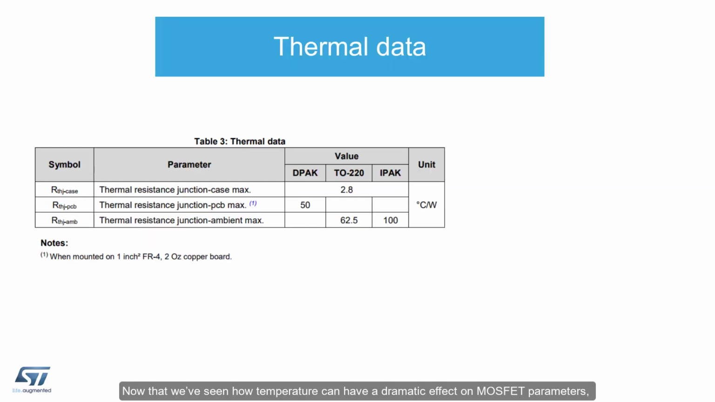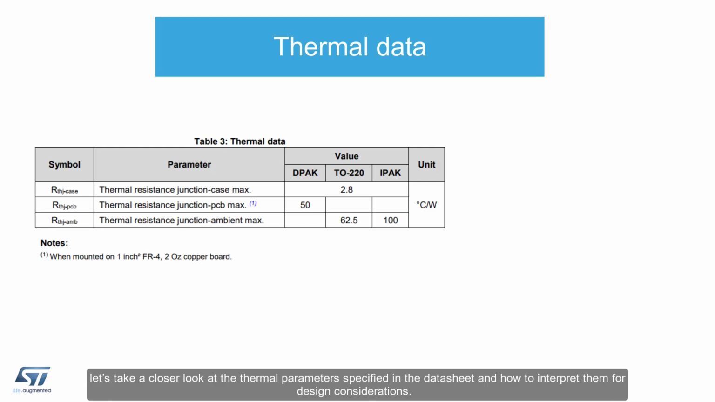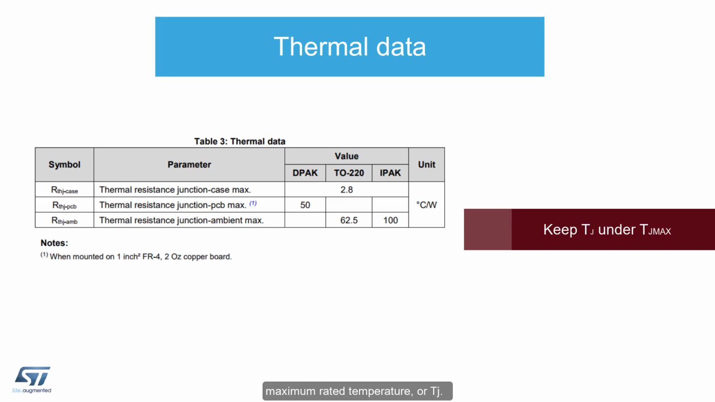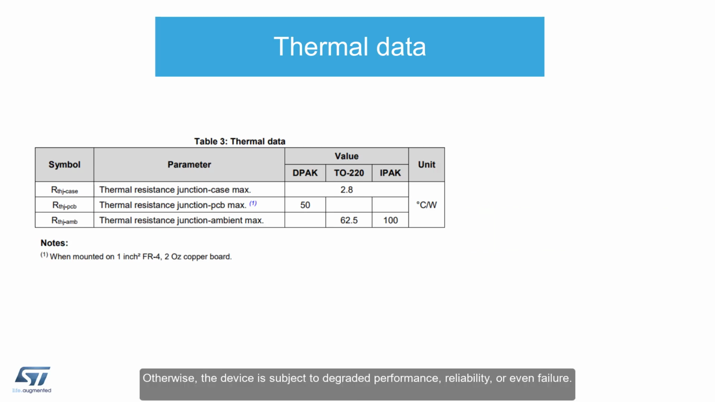Now that we've seen how temperature can have a dramatic effect on MOSFET parameters, let's take a closer look at the thermal parameters specified in the datasheet and how to interpret them for design considerations. In all instances, these resistances are used for design considerations to keep the internal silicon junction below its absolute maximum rated temperature, or TJ. Otherwise, the device is subject to degraded performance, reliability, or even failure.